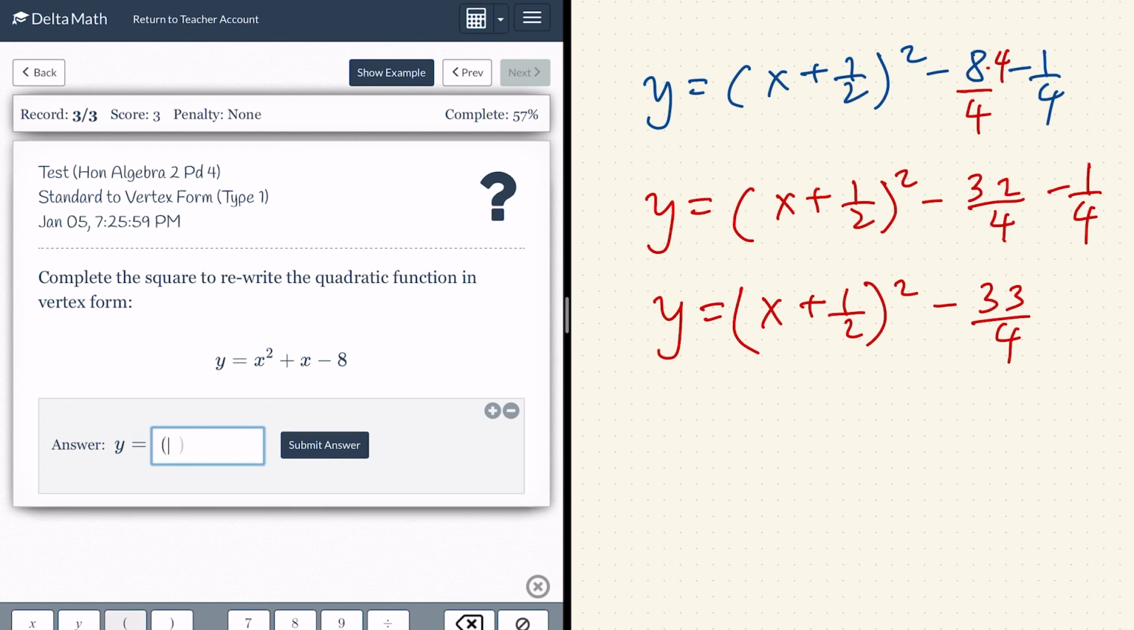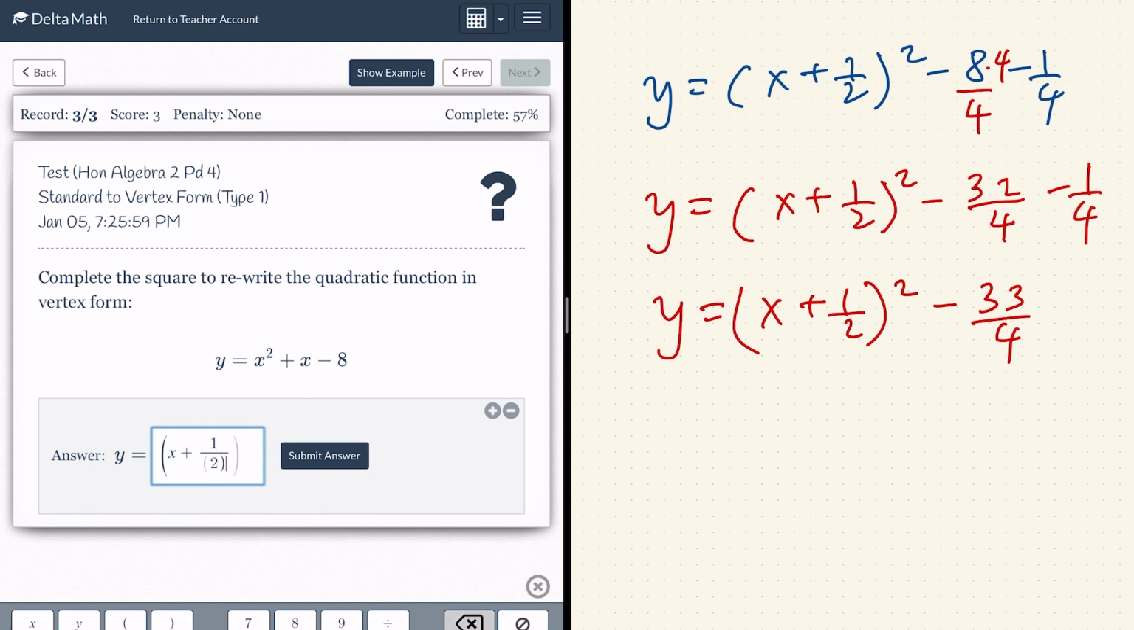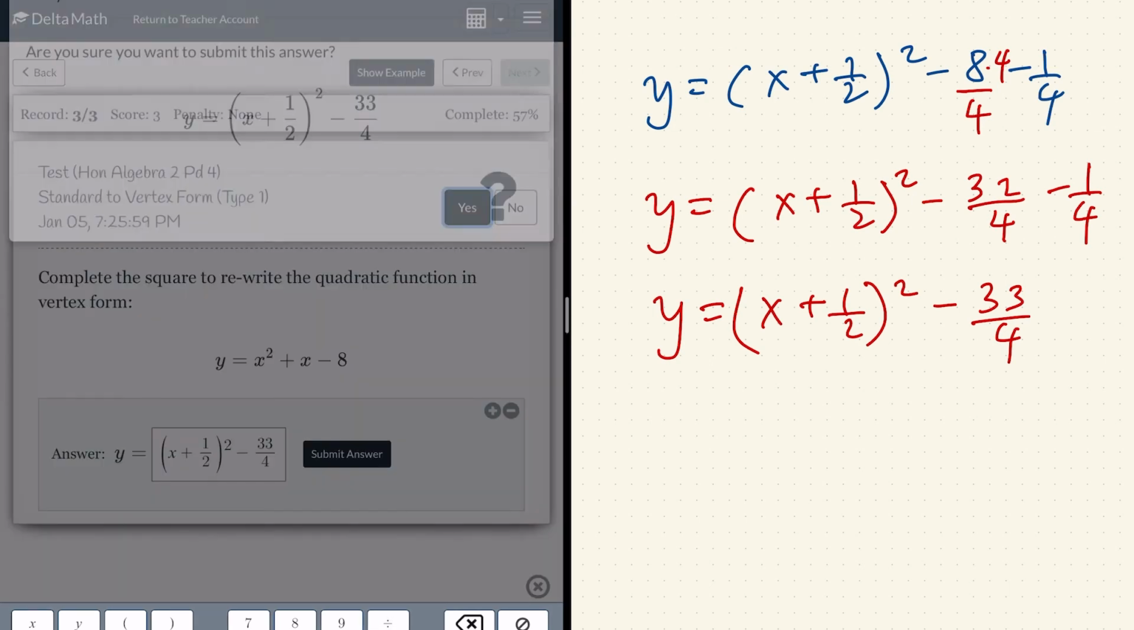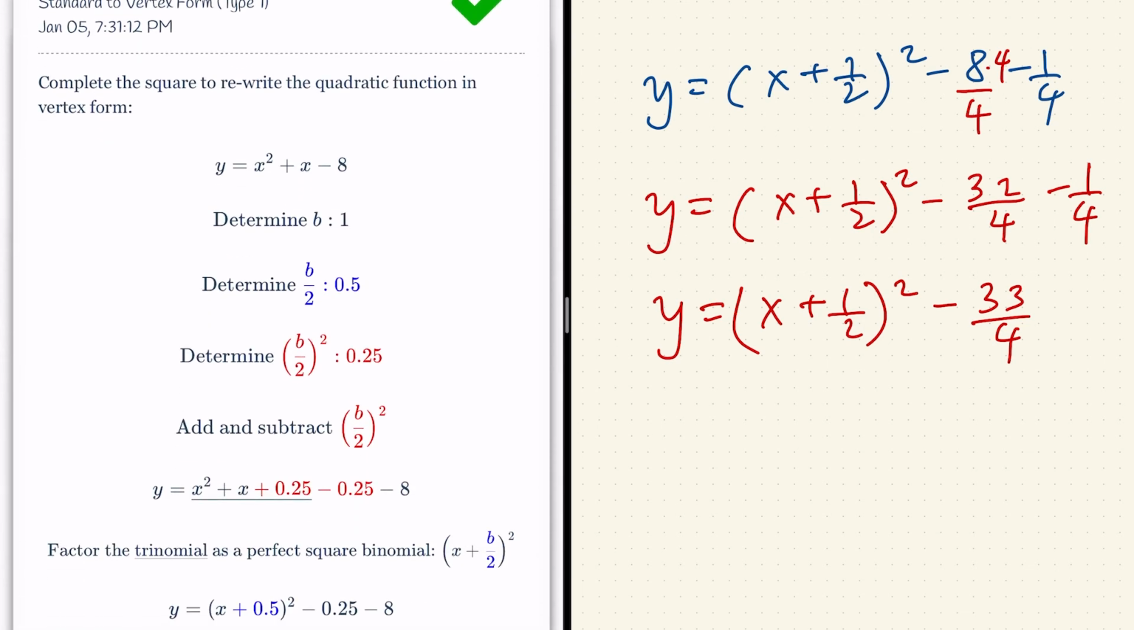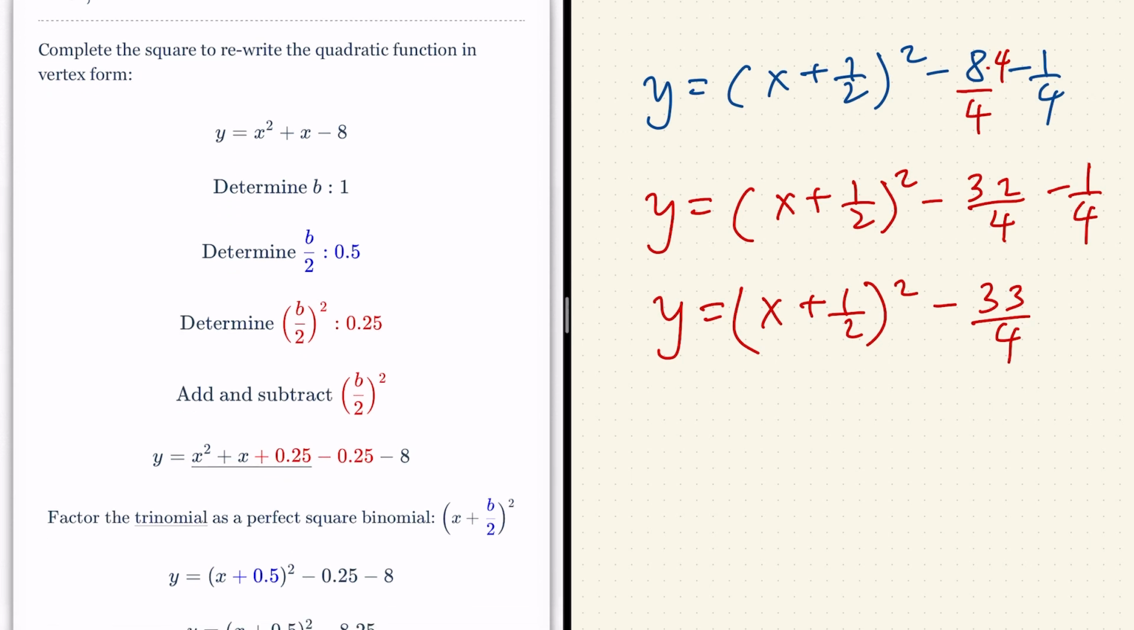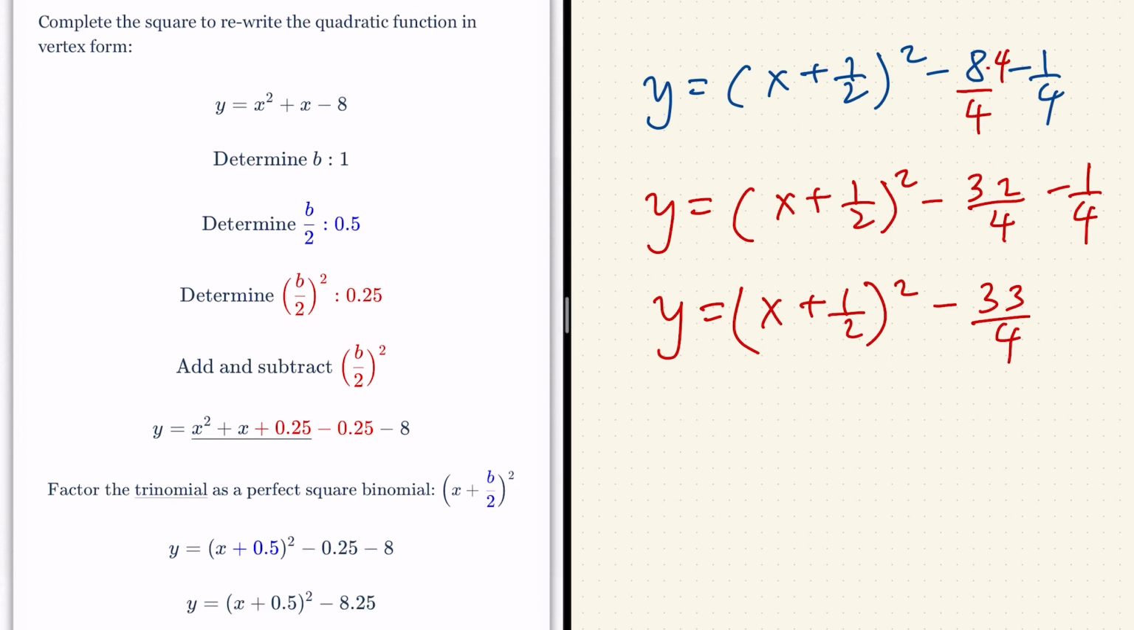I believe on Delta Math, you can write it as a decimal, so you technically could write it as 0.5, but let's keep it as a fraction. Squared minus 33 over 4. And the way that Delta Math does it, it works the same way. You need to find b, determine what b is, take a half of b, and b over 2 squared, figure out what that is. So you always need to add and subtract, because it's kind of like creating and destroying matter. You need to balance it out.